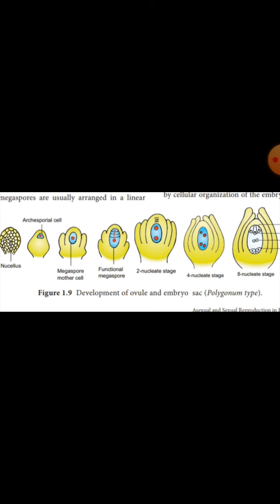At the tip there is the egg apparatus with synergids, three cells. Next in the middle are the polar nuclei, two, and in the lower part are the antipodal cells. Totally there are 8 nuclei. So see the stages of development of the ovule and embryo sac.